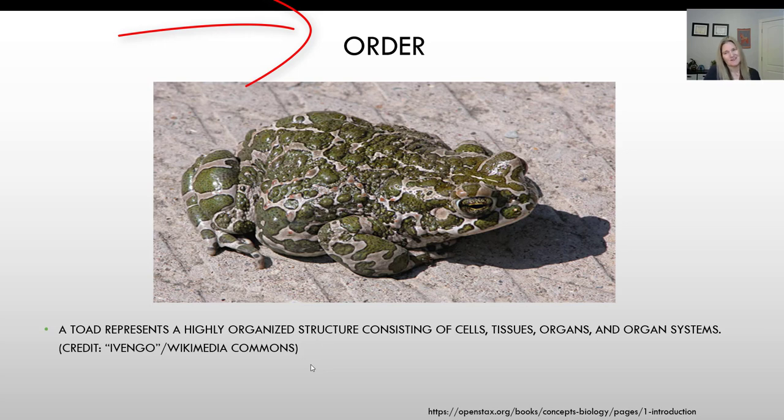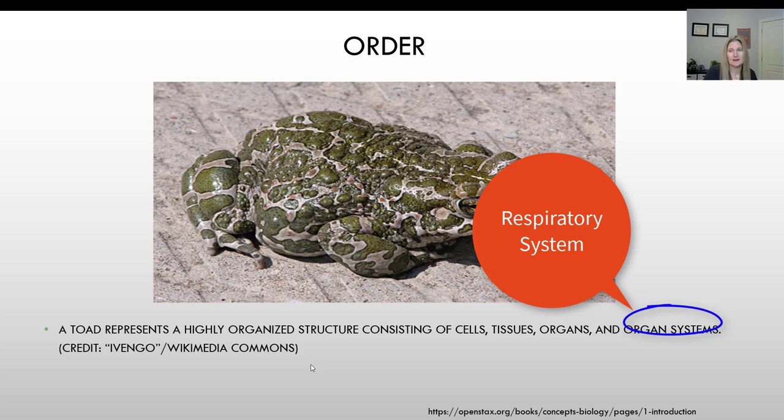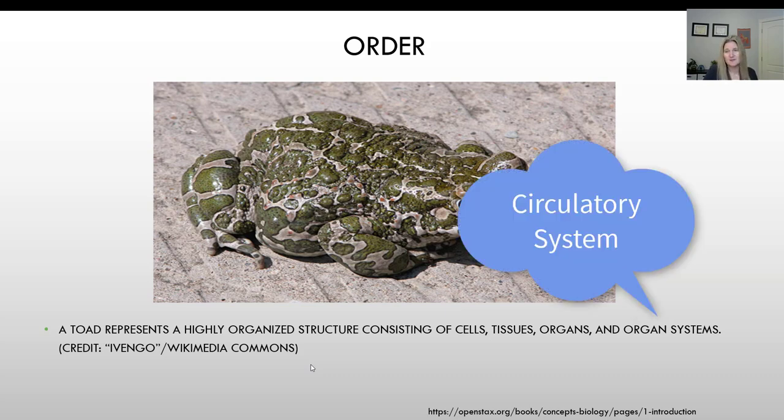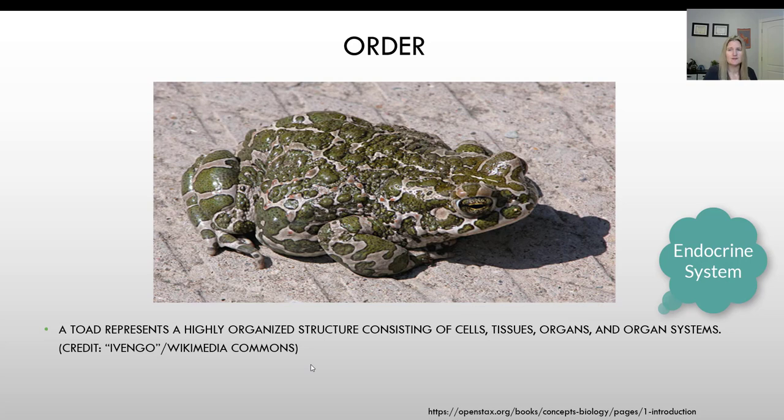Let's take a look at this toad, and if I were to look inside this toad, I would see a very highly organized structure. This toad is composed of different organ systems. It has a respiratory system, a digestive system, a circulatory system, an endocrine system. These different organ systems seem to work together to allow this toad to survive and live and breathe and do whatever the toad is doing.